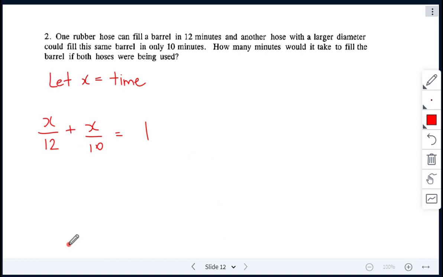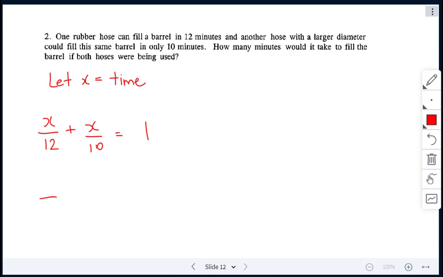Our next example: one rubber hose can fill a barrel in 12 minutes, and another hose with a larger diameter could fill the same barrel in only 10 minutes. How many minutes would it take to fill the barrel if both hoses were being used? They're working together, so we're adding. So we have x is equal to time, x over 12 plus x over 10 is equal to 1, and you have to start by getting a common denominator, and then go ahead and solve for x.